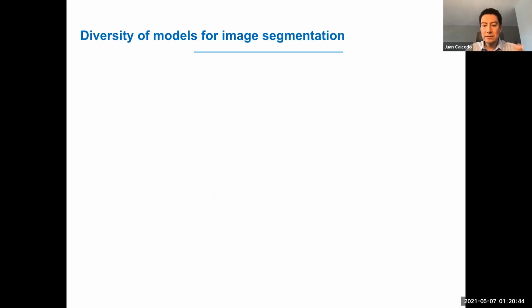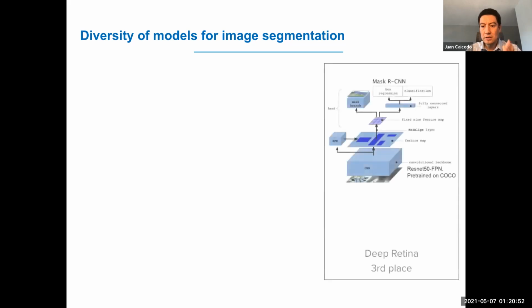So in practice, the top three competitors in this competition use the following architectures. On the third place, there was a team called Deep Retina, which used the Mask RCNN architecture. And this is a classic architecture, classic by today's standards. Everything changes so quickly in deep learning. But this one was proposed back in 2014 and 15. So it's a few years old already, but it's very well established. It's a solid architecture for generating segmentations.